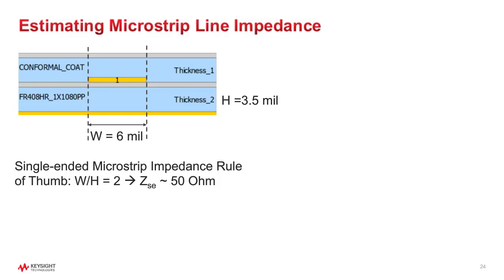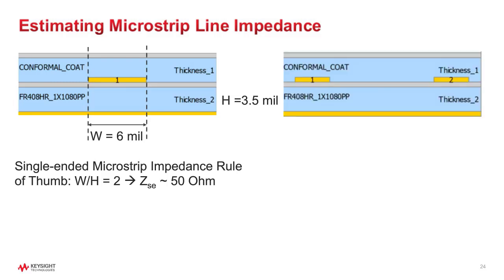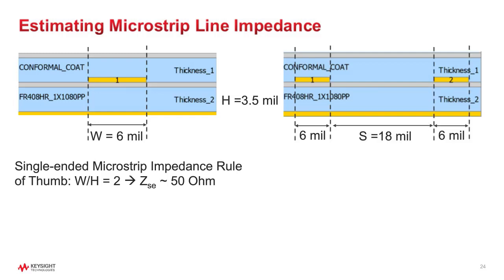So first, I'm going to summarize what we did before. The single-ended microstrip impedance rule of thumb, width over height is 2. The single-ended impedance is 50 ohms. Now if I have an edge-coupled microstrip line, given that the traces are still 6 mils, the height is still 3.5, both of them, and the spacing is 18 mils.